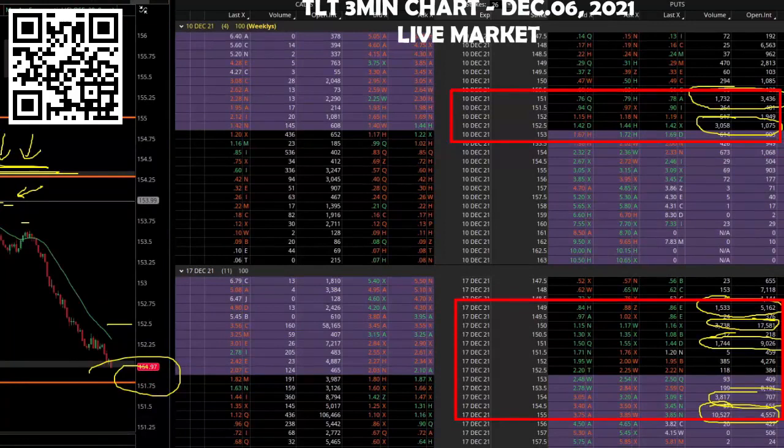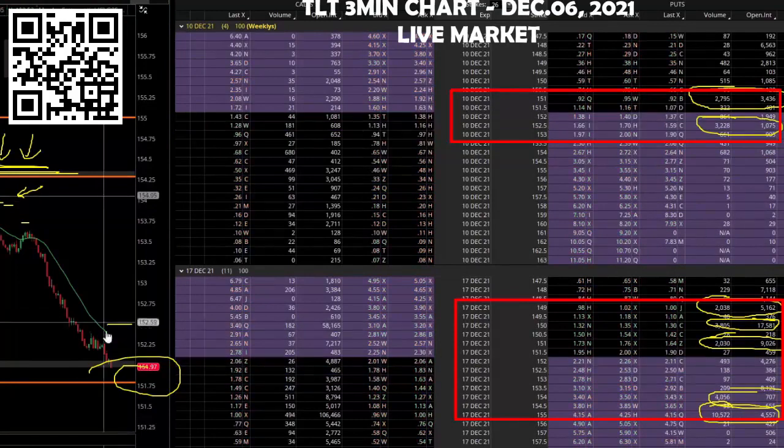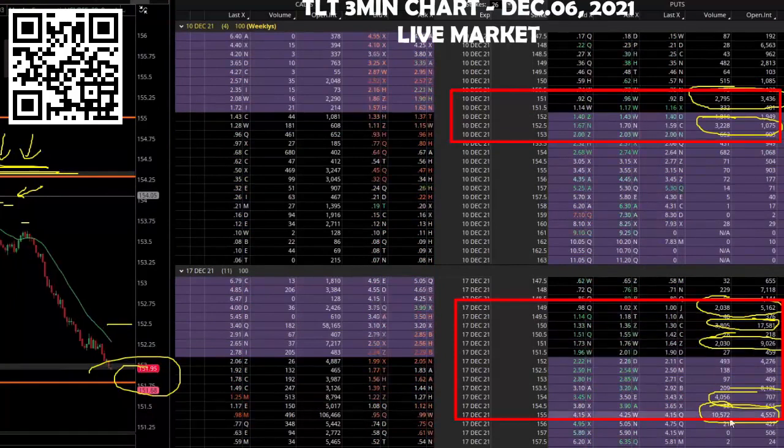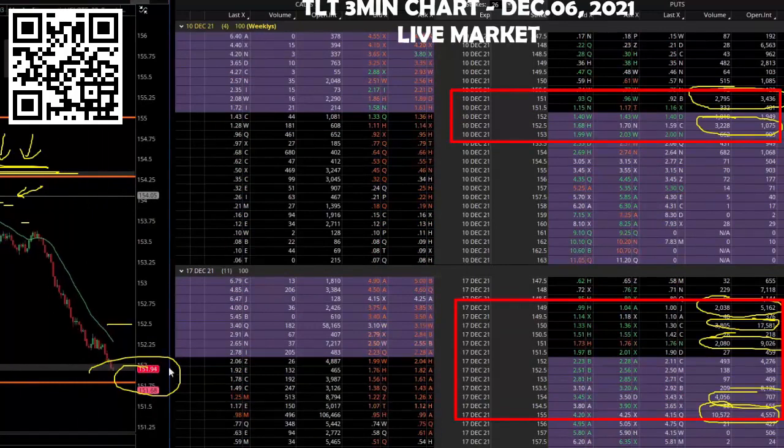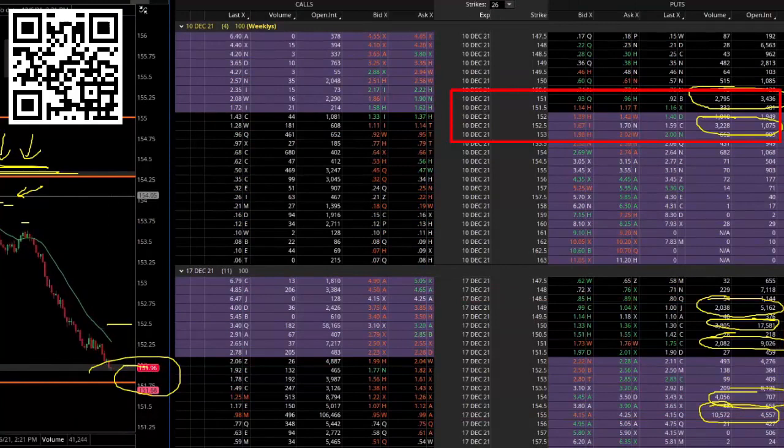So some more minutes, and we see that price breaks down below 152.5. We continue to see put buyers. We continue to see the stock making lower highs, lower lows, and coming for the target 152.5. It spent some time there, it faded, lower highs, lower lows, and it's coming for the level.